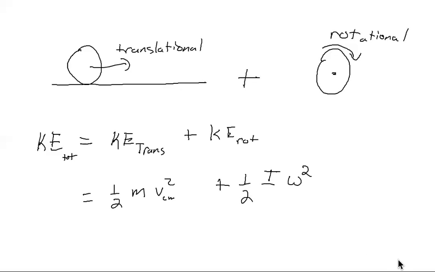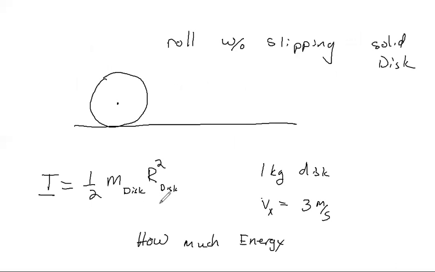Okay, so the numbers I know are mass and velocity, and I have a formula for the moment of inertia. Oh, I have to give you a radius. Sorry, I should have done that. Let's say I have a radius of 0.1 meters, so 10 centimeters. I should have said that.